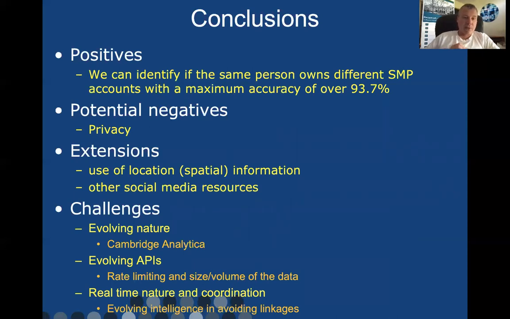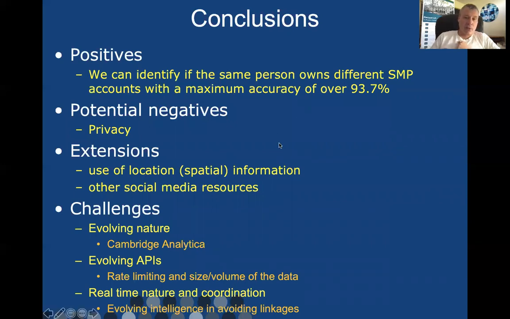There are lots of other extensions to this work. We didn't focus on location information, so the latitude or longitude of where you're tweeting or posting from. One of the reasons for this is that nearly all social media these days doesn't have that. We're collecting terabytes of data, and I'd say we're now down to 0.4% of tweets having a geolocation included. Extending it to other social media platforms is another extension to the work.